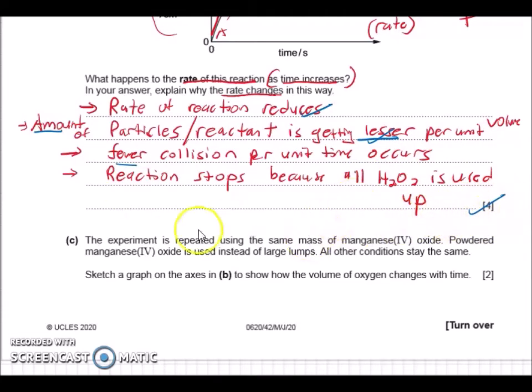Okay, now the experiment is repeated using the same mass of manganese oxide. Powdered manganese oxide is used instead of lump. So this is powdered. Okay, this one is powdered, so it will be much more effective. It will speed up the reaction. Okay, it will make the reaction much faster, and all other conditions remain the same. So sketch a graph on the axis in B to show how the volume changes.